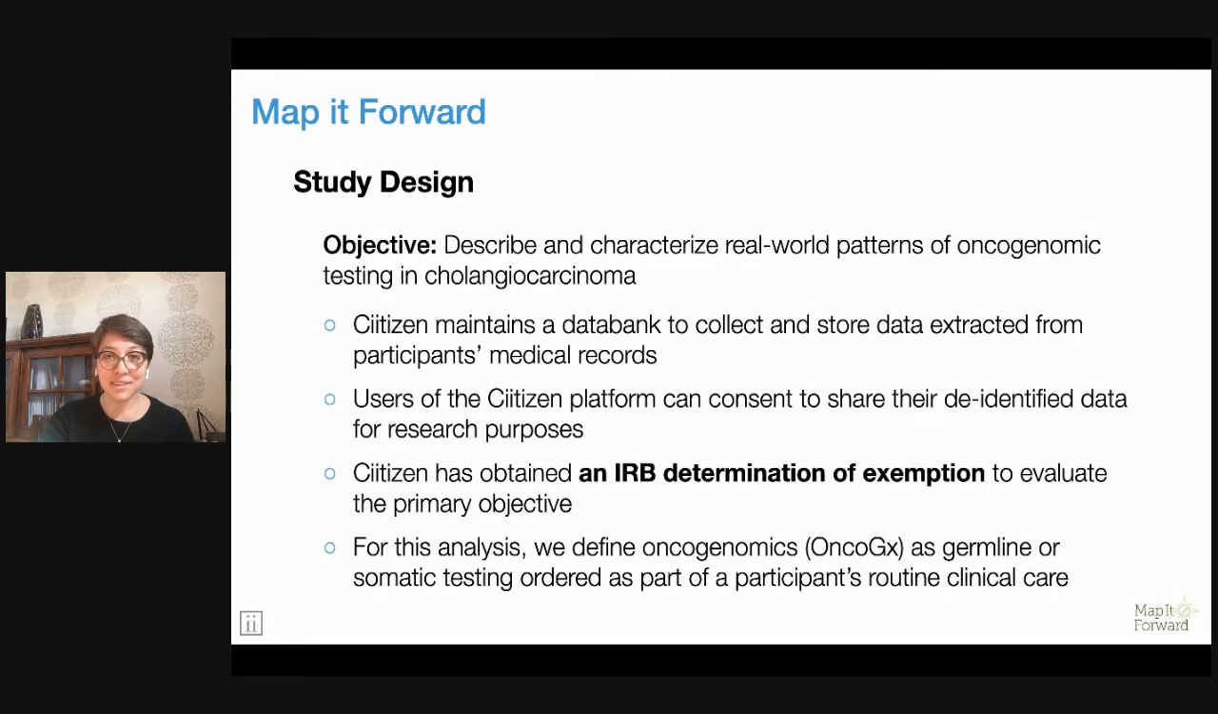As I've shared, Citizen maintains a data bank to collect and store data that's been extracted from participants' medical records. Users of the platform can also consent to share their de-identified data for research purposes. In order to evaluate our primary objective, Citizen has obtained an IRB determination of exemption. And for the purposes of this study, we're defining oncogenomics as any germline or somatic testing that's been ordered as part of a participant's routine clinical care.